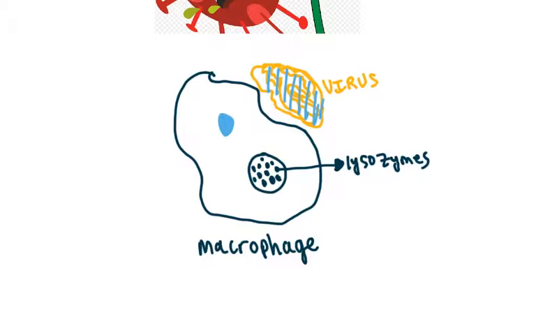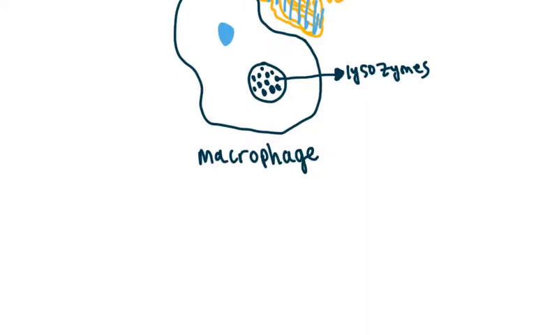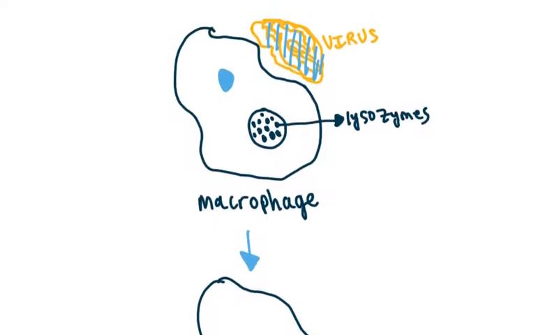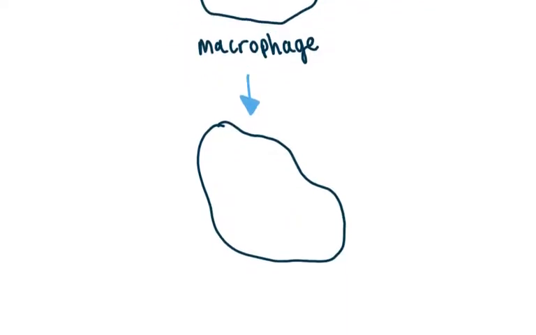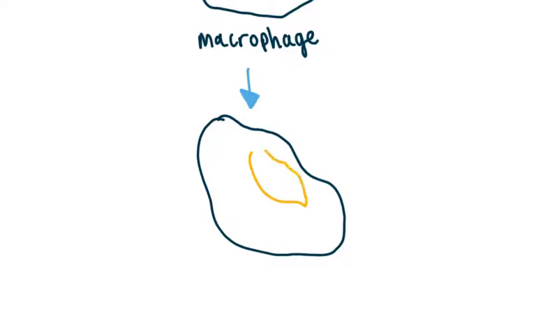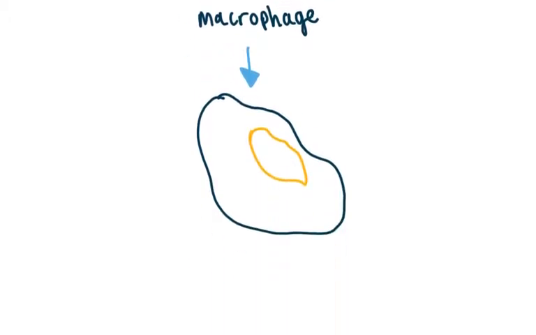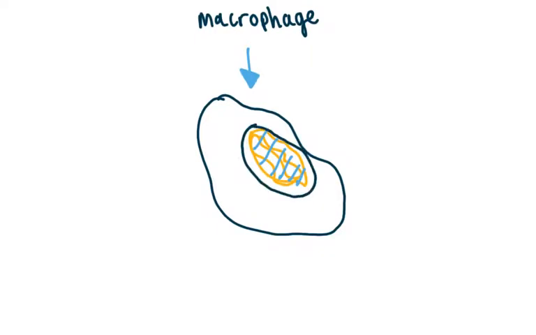Once it does that, let's draw what it looks like next. The virus is going to be like this now. We know it has a nucleus, so let's leave that out. It's going to be inside our macrophage, and we'll keep the drawing consistent. So this is our virus now, phagocytosed in our macrophage.